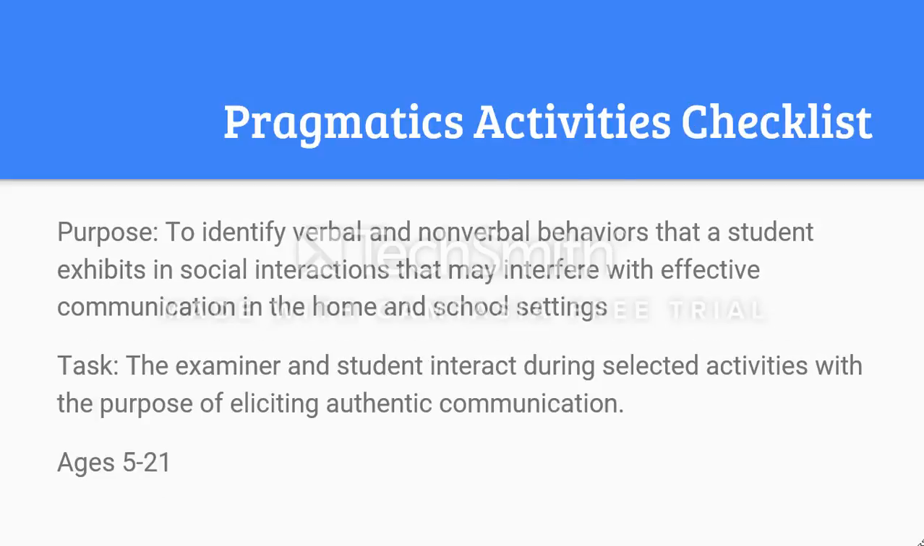The last component of the CELF 5 is the pragmatics activities checklist, and it is used to identify verbal and nonverbal behaviors that a student exhibits during social settings, and these behaviors may interfere or affect communication at home or at school. For this, the examiner will engage the child in different activities throughout the session, maybe as breaks from the other tests, and evaluate and observe their nonverbal and verbal language skills. And after the student leaves, the examiner completes the checklist based upon the skills that they saw during the administration. And it is appropriate for ages 5 to 21.